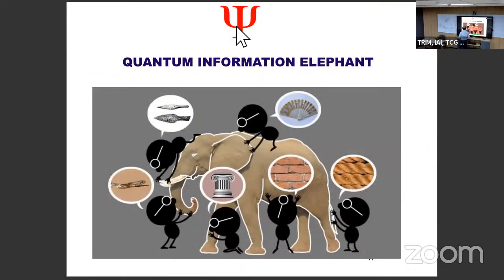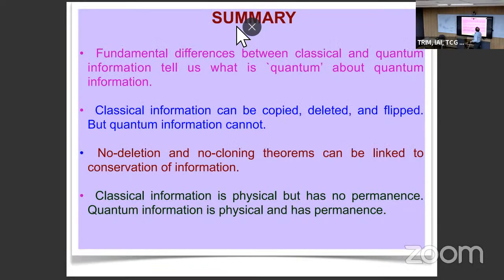Quantum information is a deep concept. Technologically we have made so much progress, but still a lot of things are to be understood. So we are trying to understand only part of this quantum information elephant. This is just a cartoon, but just to convey the message. So let me try to summarize what I said. I tried to highlight some of the fundamental differences between classical and quantum information, and that will tell you what is quantum about quantum information.